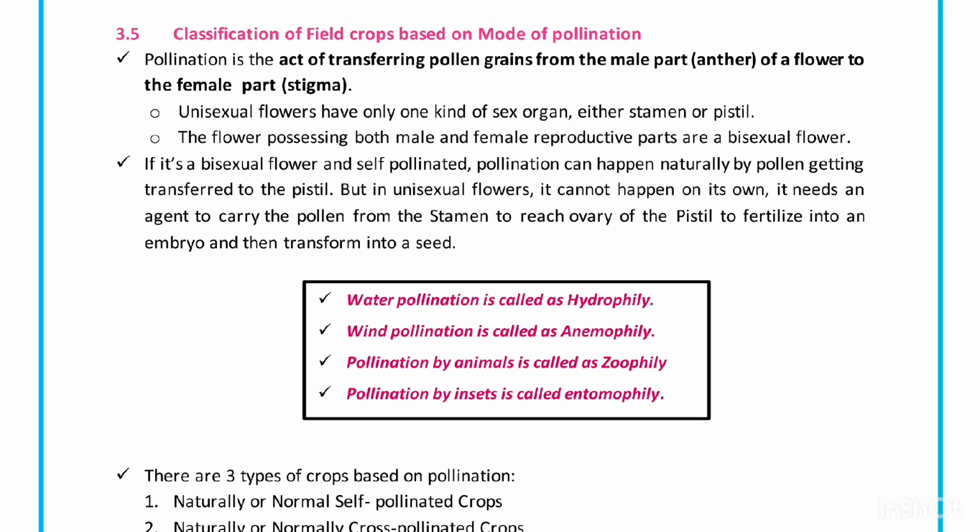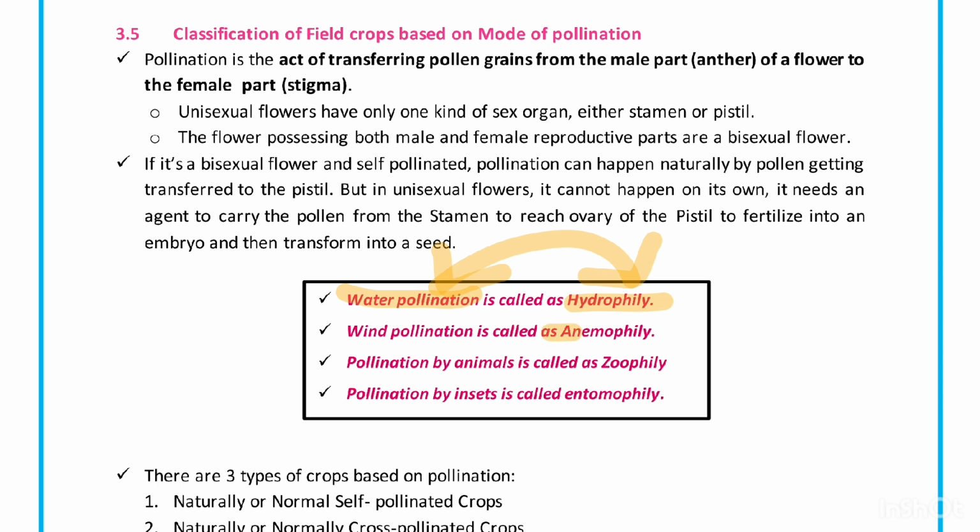A few terms are important. Water pollination is called hydrophily. If the pollination is happening through water, that is called hydrophily, that is water pollination. These are terms that are very important. You should know the meaning of hydrophily. The pollination happening with the help of water is called water pollination.